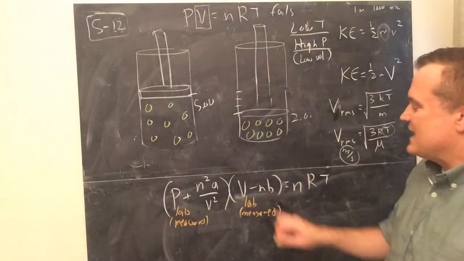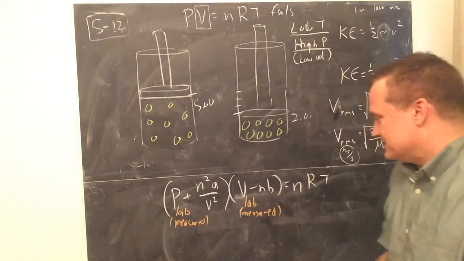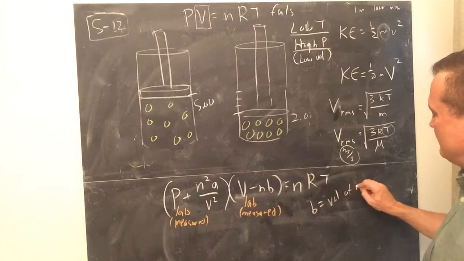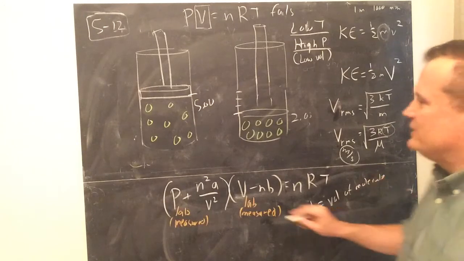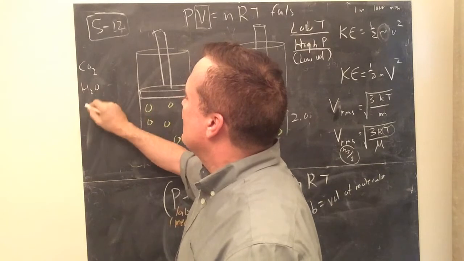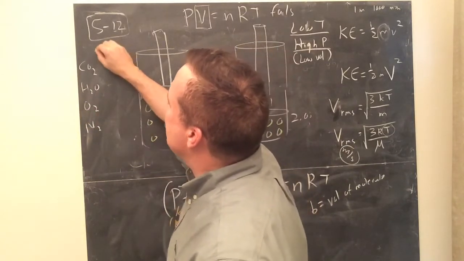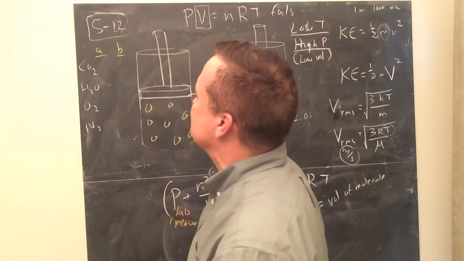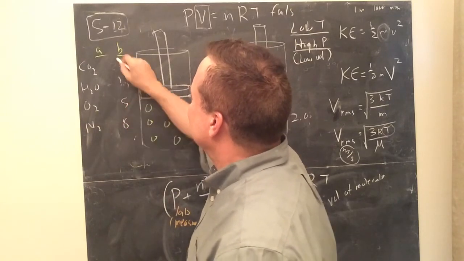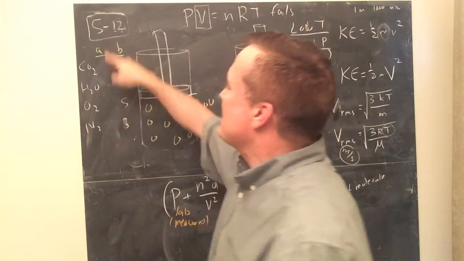And so N stands for moles, and B is called a van der Waals constant that has to do with the volume of a molecule. Now, I'll just tell you that every gas, like CO2 or H2O vapor or O2 or N2, they all have their own value for the van der Waals A constant and the van der Waals B constant. And I don't know what the numbers are, 20, 1.5, I'm just going to make up some numbers. They all have their own value.